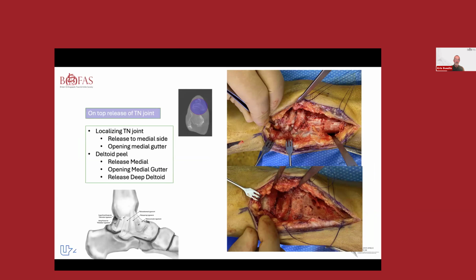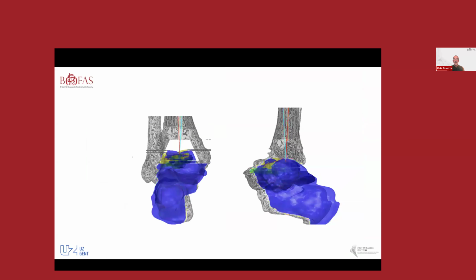And if you need to release it, you need to release completely the deep part of the deltoid to be able to reduce the talus into your mortise. By going over the top and to the medial side, you don't compromise the vascularity of your talus, which is actually a good point to address this deformity. And this is what you want: before implantation, you want to be able to reduce the talus into the mortise.